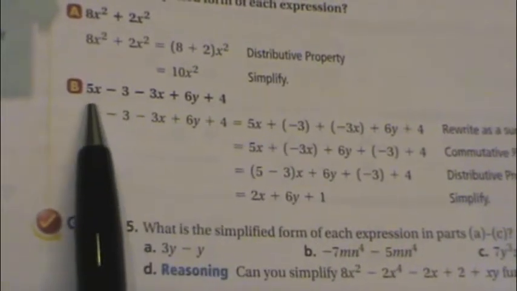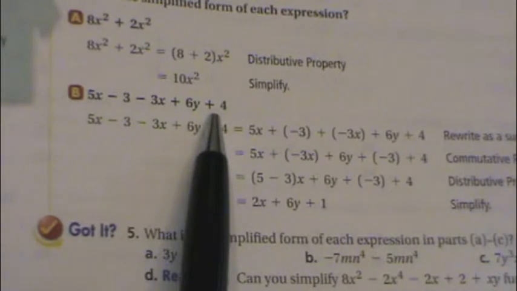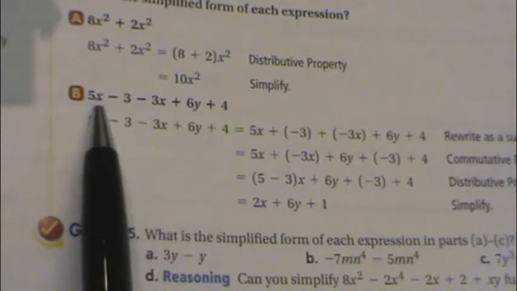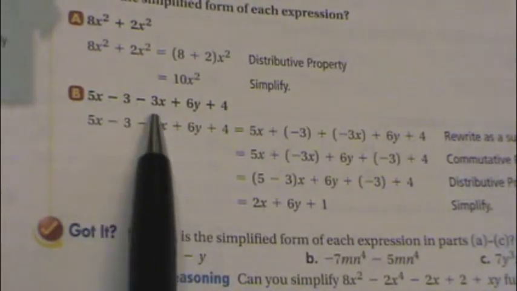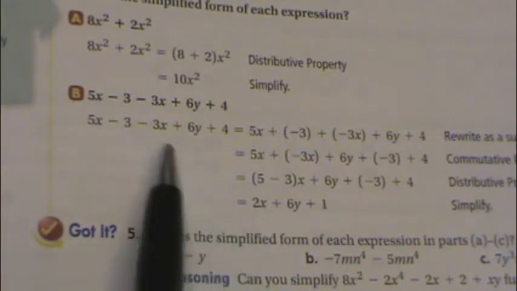Take a look at this one. 5x minus 3 minus 3x plus 6y plus 4. It looks like a mess, but there are a bunch of like terms. We can combine them. So start by grouping them up. We've got 5x and negative 3x. Put them close together. 5x minus 3x gives you 2x.